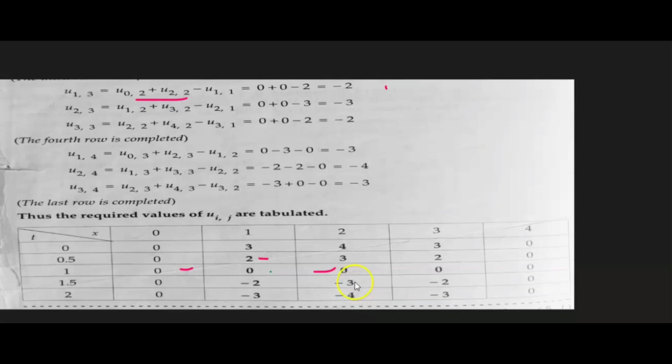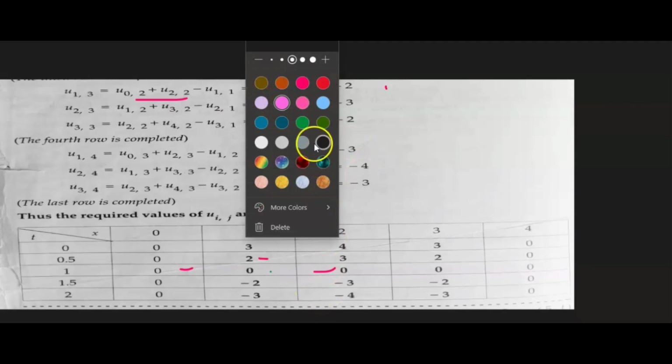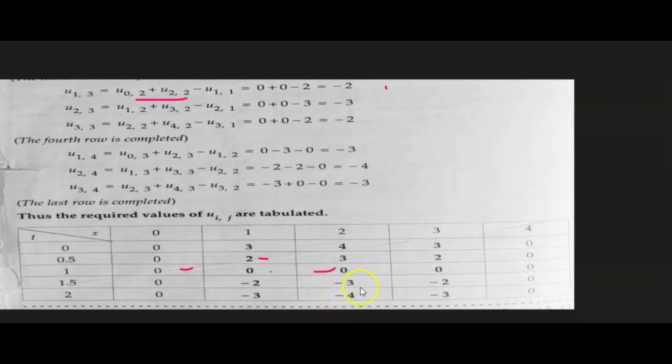Same way, to find the next value here, I will take a different color, say green. I have to find this value, minus 3. How did I get minus 3? I will go to the previous row. Before minus 3, what value is there? 0. After minus 3, what value is there? 0. Then before this row, here 3 is there. So 0 plus 0 minus 3. That is how you got this value.